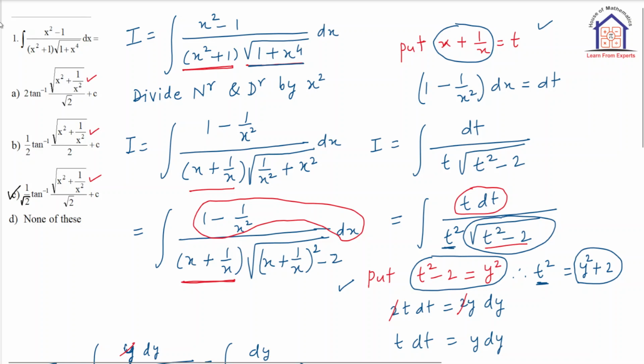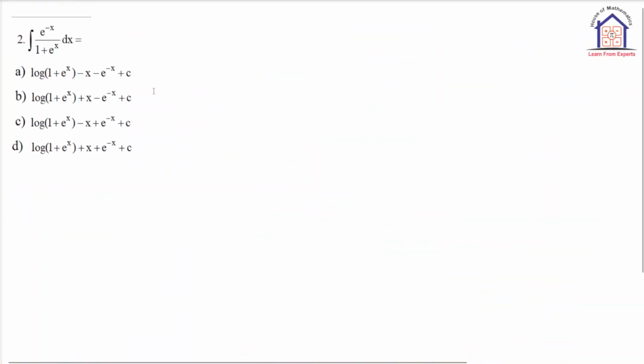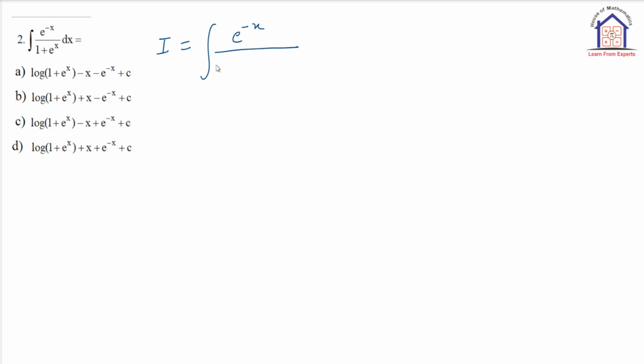Okay, now see, we will evaluate the second integral, which again has a special, typical substitution. So here the integral is integration of e to the power minus x divided by 1 plus e to the power x dx. Okay, so to evaluate this integral, I will multiply both numerator and denominator by e to the power minus x.